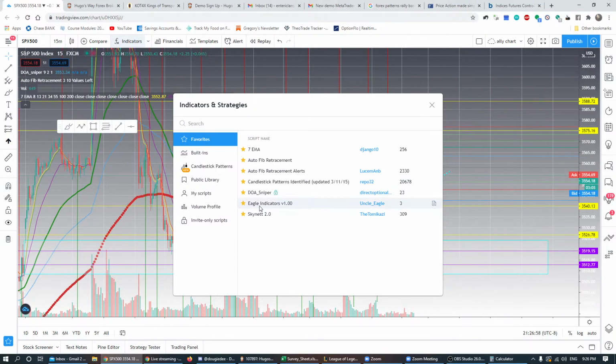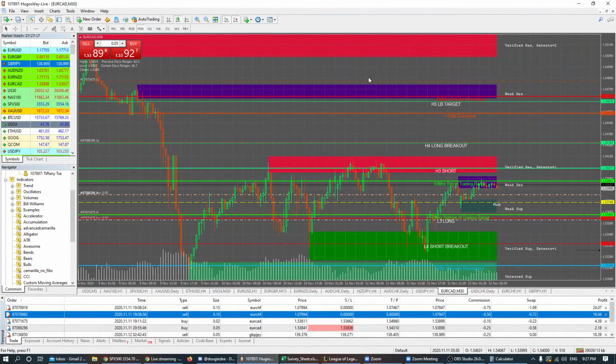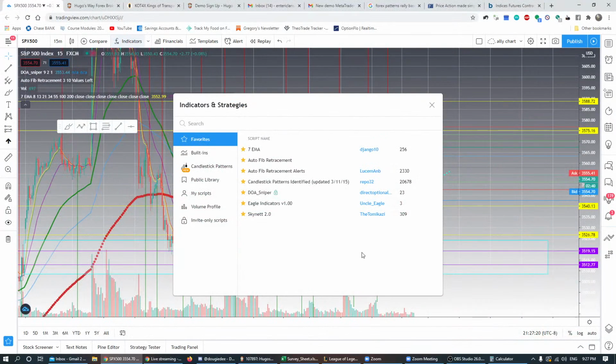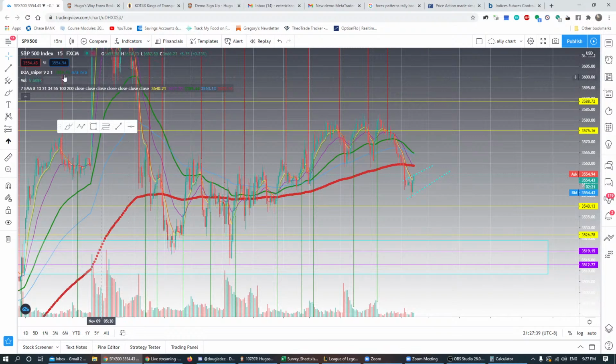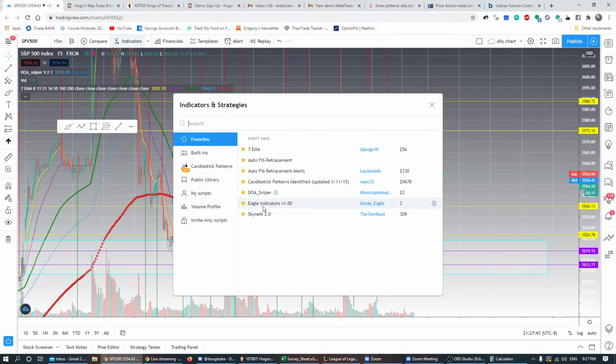This is by my partner. In the paid Discord I moderate for, I am working with a guy to develop his indicator, which is basically just what you see in Hugo's. He copied all of this stuff and translated it to Hugo's. It's called Eagle Indicator. We're testing it out right now. I don't want to get rid of this, this is what I use. We can get rid of this one for now, and then you guys can look at what this one does.